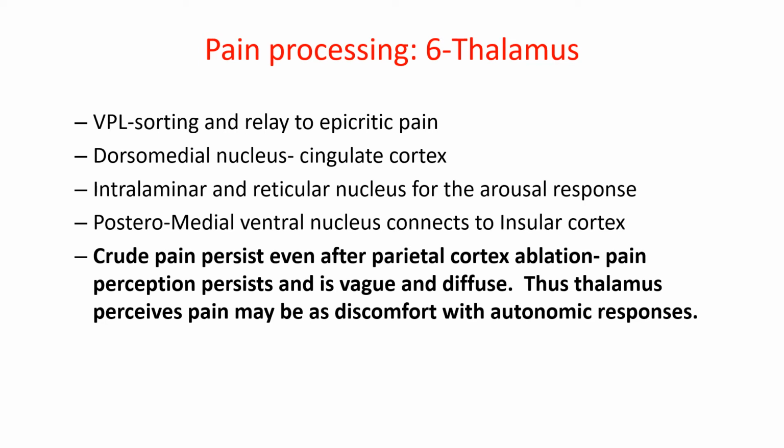Thus, thalamus is the site where a primitive processing is done, and it is sorted and sent for the epicritic analysis, discriminative analysis, and also sent to the cingulate cortex for the affective component or behavioral component, while keeping the individual in an arousal state.